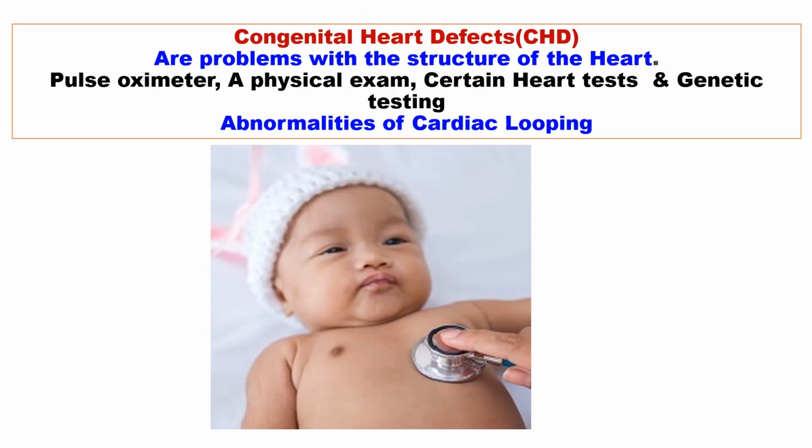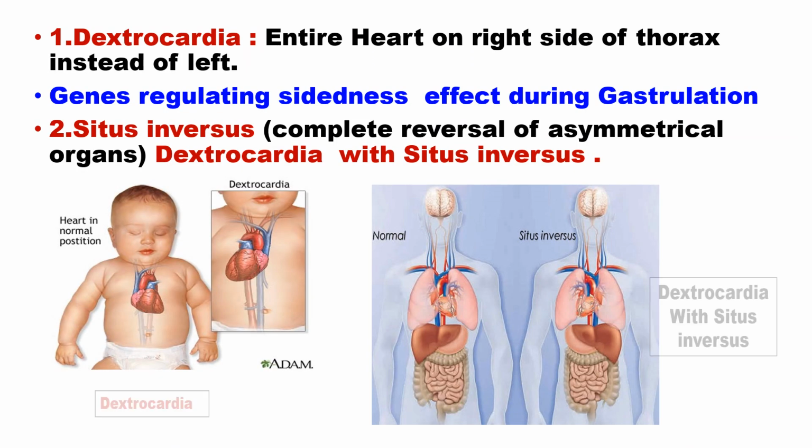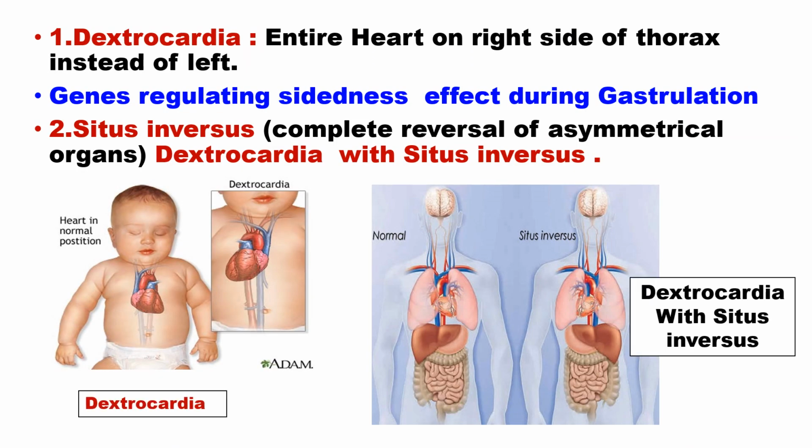Congenital heart defects are problems in the structure of the heart. They are usually investigated by pulse oximeter, physical examination, certain heart tests, and genetic testing. Abnormalities in the cardiac looping include dextrocardia and dextrocardia with situs inversus, involving genes regulating the sinus effect during gastrulation. In dextrocardia, the entire heart is on the right side instead of the left. Situs inversus is a complete reversal of asymmetrical organs: the heart is on the right side and other asymmetrical organs are reversed.